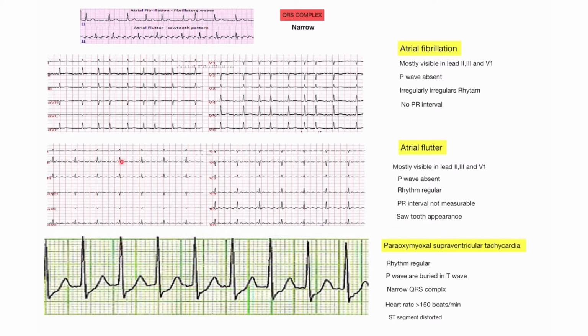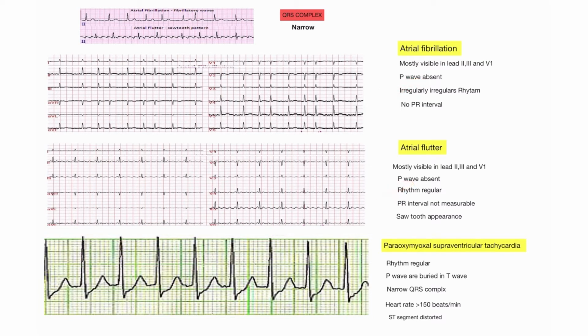Sawtooth like appearance occurs in atrial flutter, but the P wave is absent in atrial fibrillation and also absent in atrial flutter. In atrial fibrillation, the rhythm is irregular, but in atrial flutter the rhythm is regular.